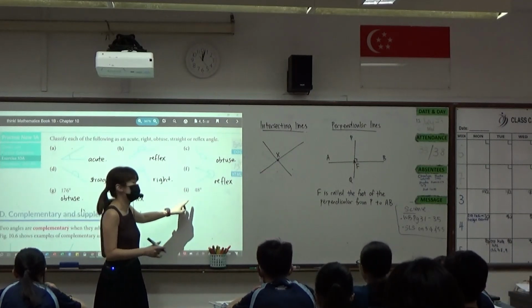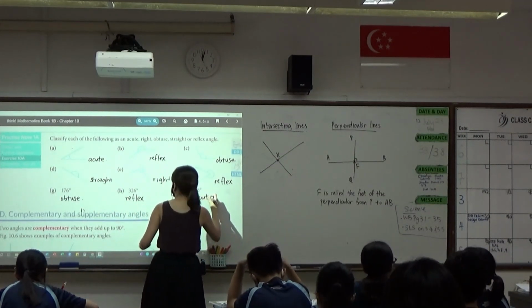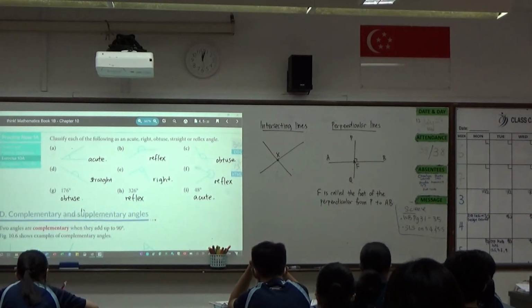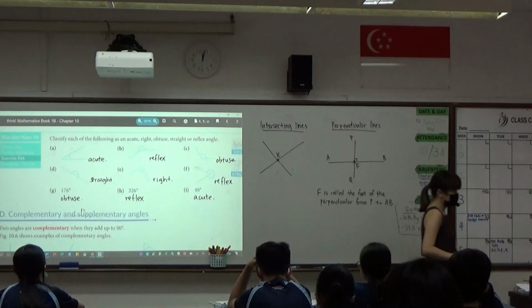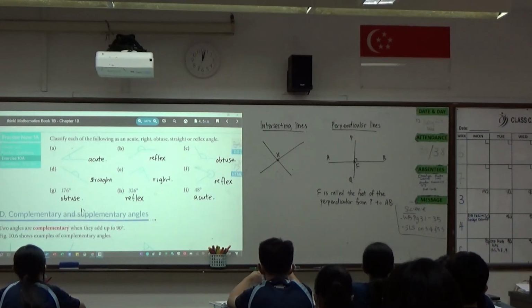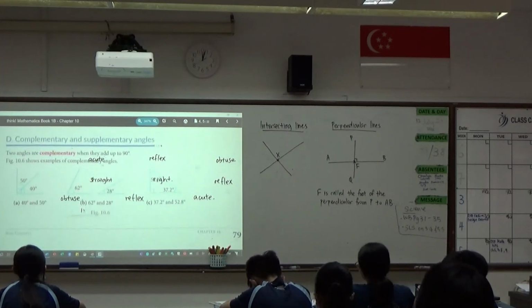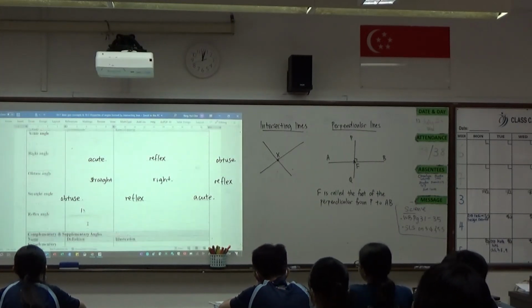Acute angle, great. So we recognize our angles now already. Let's go to our complementary and supplementary angles. So going back to our worksheet.